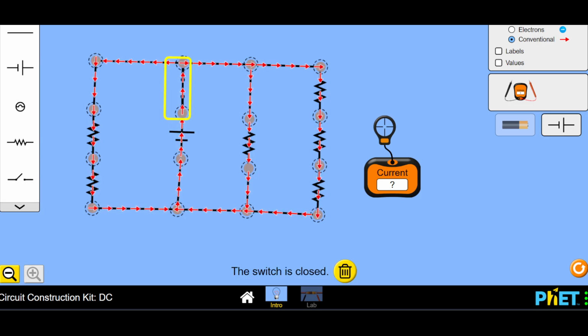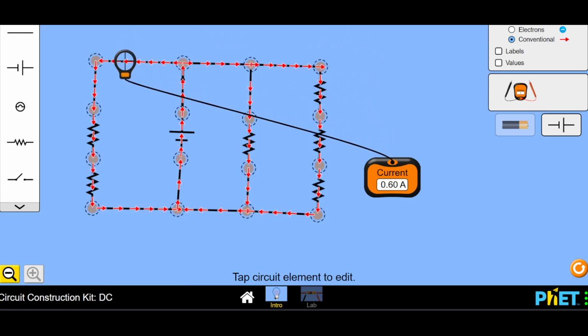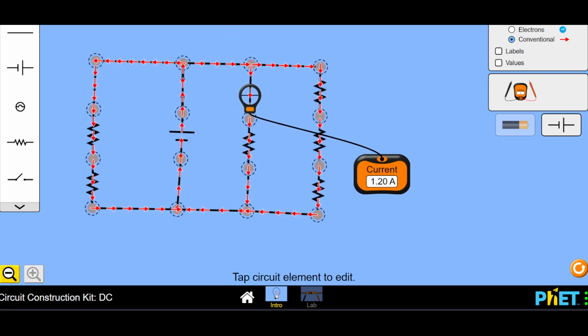If we close the switch, we can see the current is flowing, right? And let's place the ammeter at a certain point. So at this point, we can see that the current is 0.6. Okay, this was mentioned in the question. So at this point, the current is going to be doubled, 1.2, because the resistance is single.